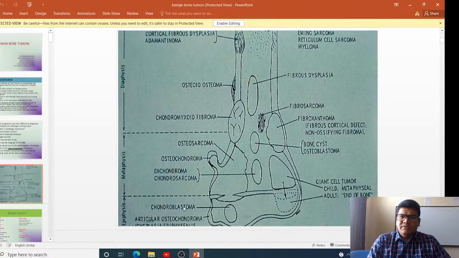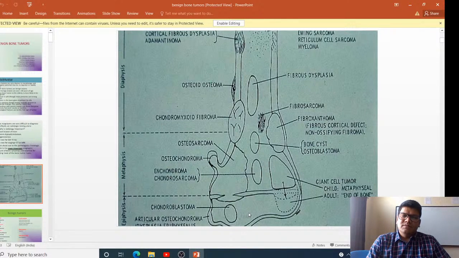Here you can see the different locations of the bone tumors. Fibrous dysplasia is common in the diaphysis. Osteoid osteoma is common in the diaphysis. Chondromyxoid fibroma is in the metaphysis and adjoining diaphysis. Osteosarcoma is most common in the metaphysis. Osteochondroma is most common in the metaphysis. Bone cyst is common in the metaphysis.